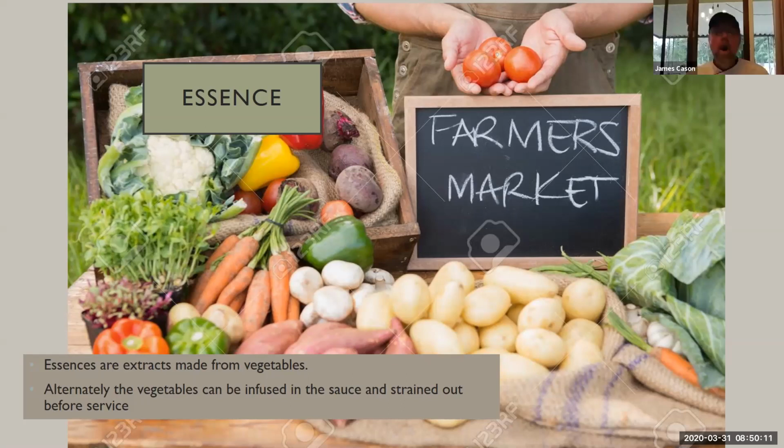And an essence is going to be different than, let's say, a coulis or a puree or a ragu, which are all also made from vegetables. But an essence is more like what we would call a vegetable stock. It's going to be a thin, flavorful liquid, like a chicken stock, but made with vegetables.